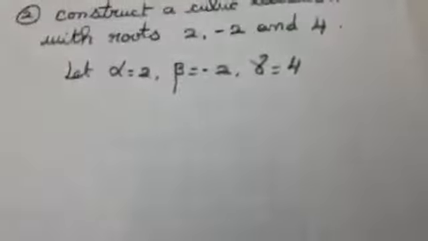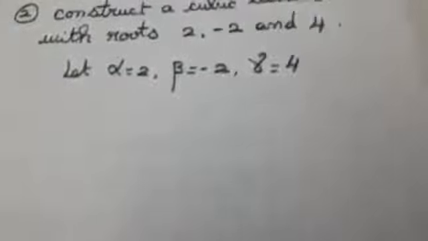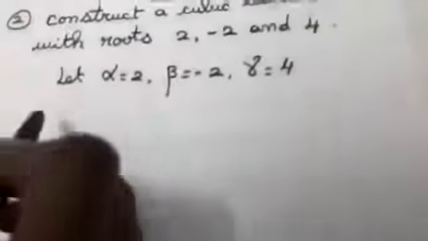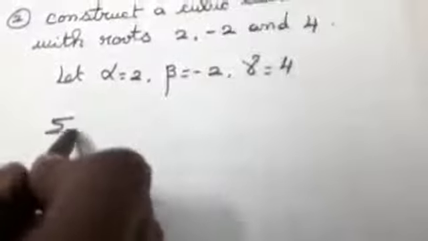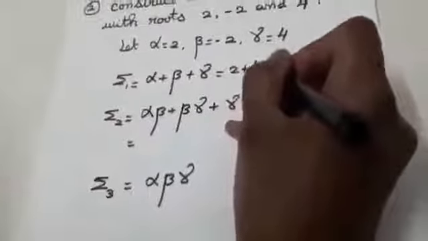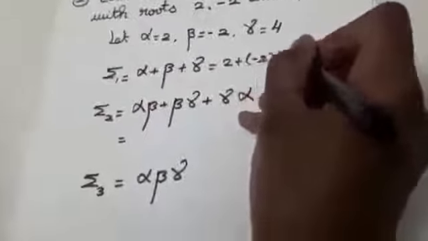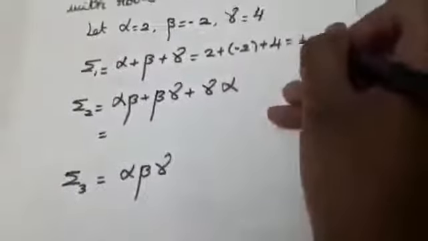So what is the procedure? You will be having summation 1, summation 2 and summation 3. So let me do the calculation. Summation 1 means, what is the meaning, students? Summation 1 is alpha plus beta plus gamma. What is the value? 2 plus minus 2 plus 4. You will get the answer as 4.